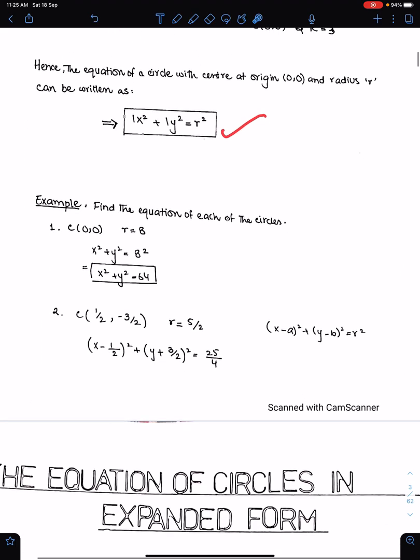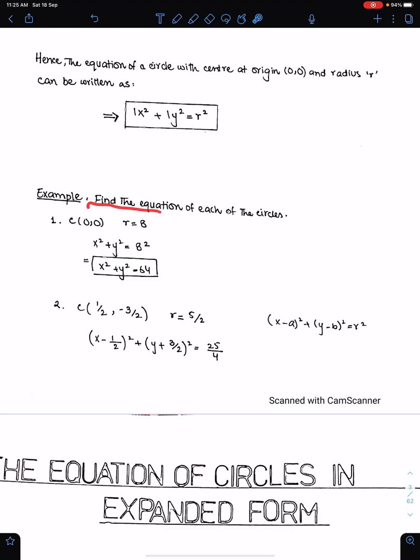Next example. Find the equation of each of these circles. Since center of this circle is at origin, so we will use this equation to find the equation of this circle. We just need to put r here, 8 square. So this is the equation of circle with center at origin and radius 8.